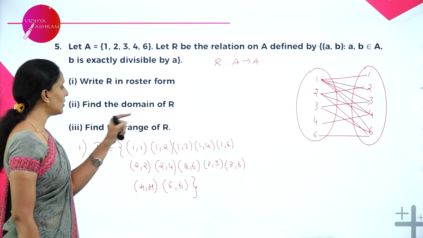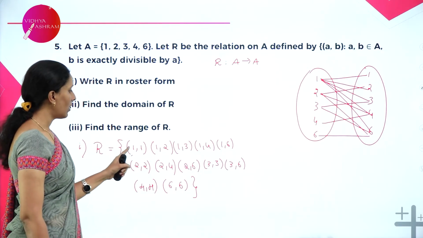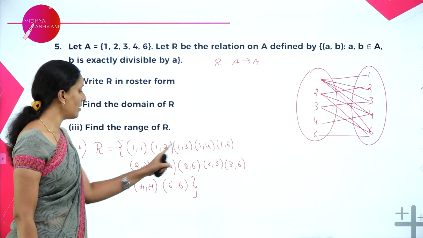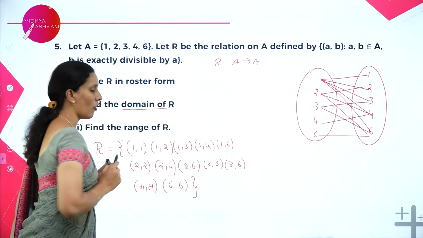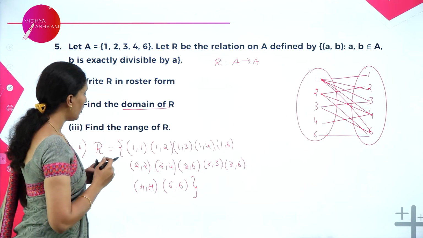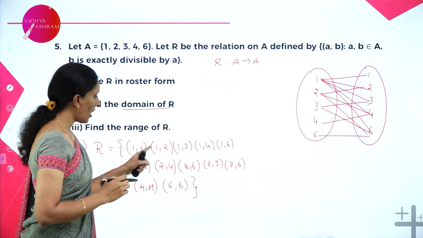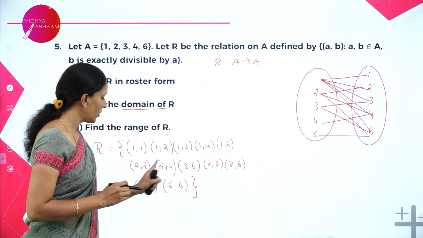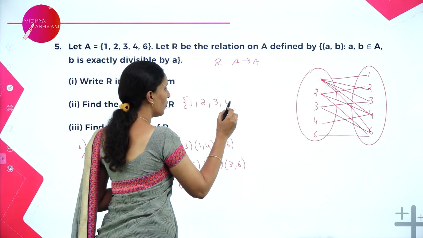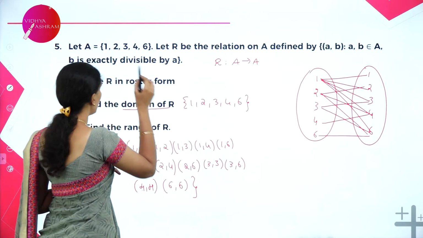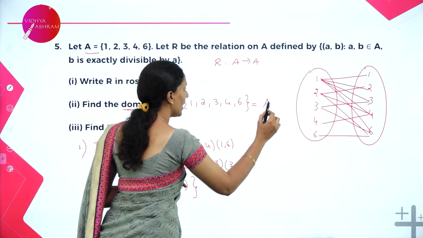Now let us find the domain of R. Domain is all the first elements in the ordered pairs. What are the first elements in the ordered pairs here? 1, 2, 3, 4, 6. So the domain of R is the set of first elements in the ordered pairs, that is 1, 2, 3, 4, 6. What is this? It is your set A. So the domain of R here is set A only.